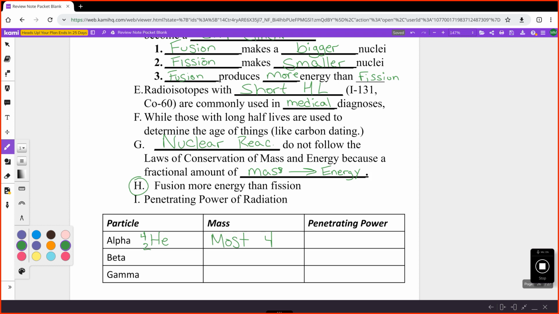It has the least penetrating power. It doesn't go through paper. It can't penetrate through paper. It's not going to penetrate through your body.